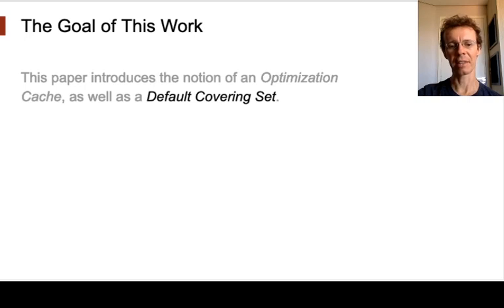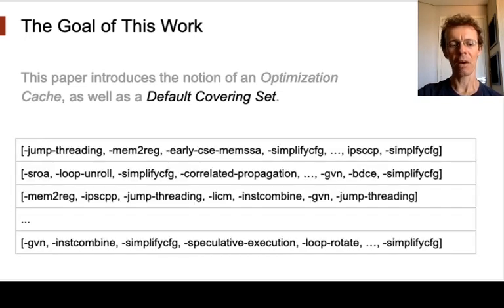The covering set is a small ensemble of optimization sequences that, once combined, tend to be good for any program. In our study, we found 22 small sequences for LLVM. These sequences are good for code size reduction. So if I have a program, at least one of them will be effective to reduce the size of that program.